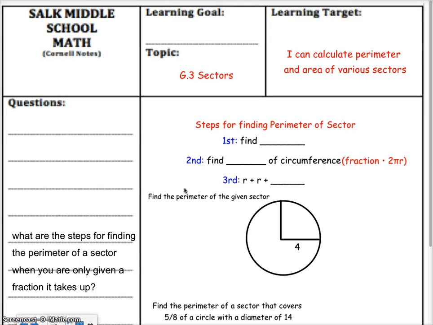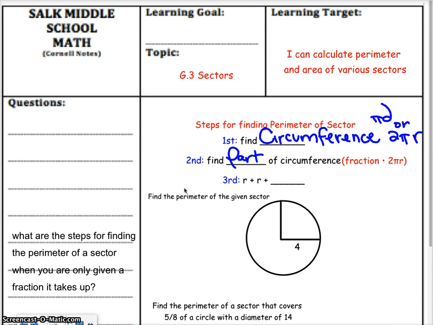Okay, so let's be a little bit more explicit with how to find perimeter. The first thing you're going to do is find the actual circumference. You're going to need it. You can either go pi times diameter, or if you're not given diameter, you can go 2 times pi times the radius. So we're going to find the whole thing first. What is the whole circumference? But we don't want the whole circumference when we're dealing with a sector. We're going to then find part of the circumference.